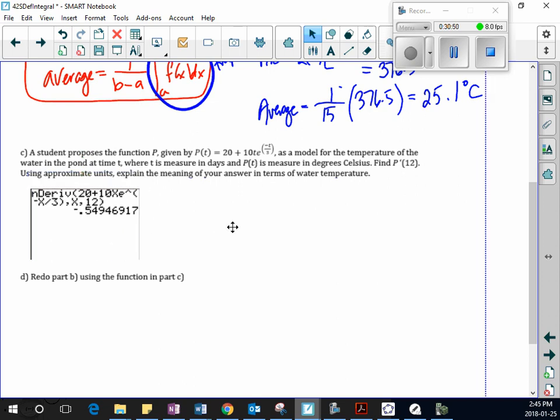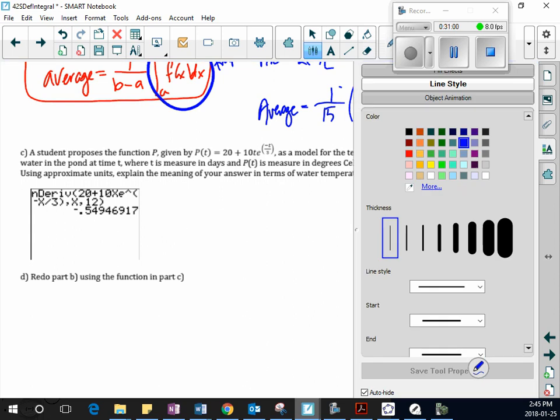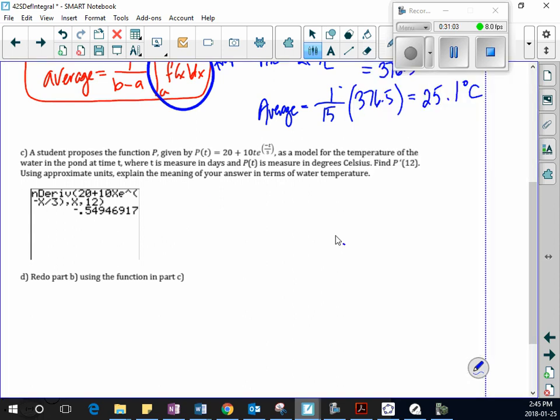Okay, so just so you guys know, on the AP exam, you can't write this and expect to get full credit. You'll have to write P prime of 12 equals negative 0.54946, and that would be degrees Celsius per day. Remember, derivative is slope. Slope is the rate of change, so it has to be per something, right?